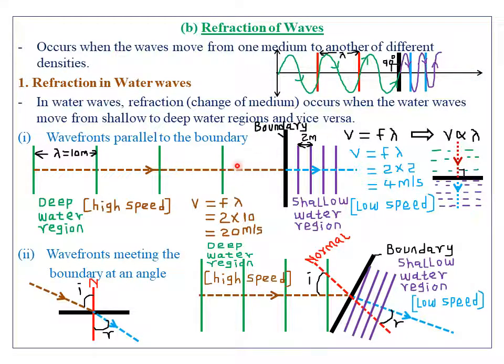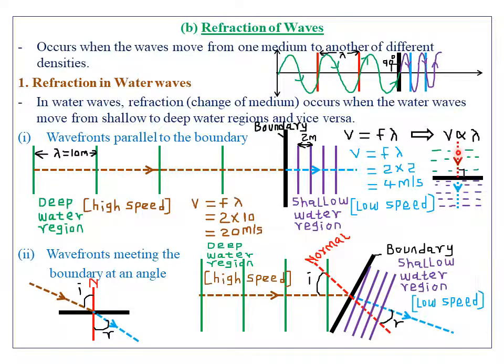It is parallel to the normal. So this line is parallel to the normal, simply meaning that this particular line, which is representing the direction of our wave motion, is perpendicular to the boundary. Then whenever you have a wave being perpendicular to the boundary or to the interface, it simply means such a wave will not be deviated.